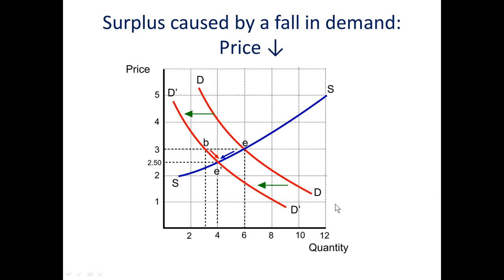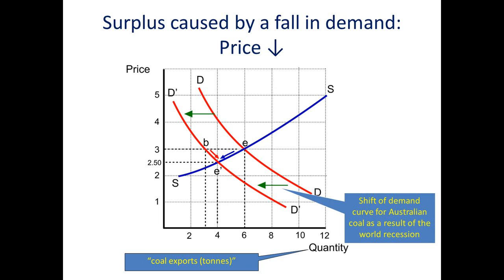Now, a surplus can also be caused by a fall in demand. Let's show that. In this case, let's assume we're talking about coal exports. And let's assume there's a world recession, which shifts the demand curve for Australian coal to the left. So we end up with a surplus, in this case, of BE, because this is the new demand situation at B and this is the supply situation at that price of $3. And so there's a surplus of BE.